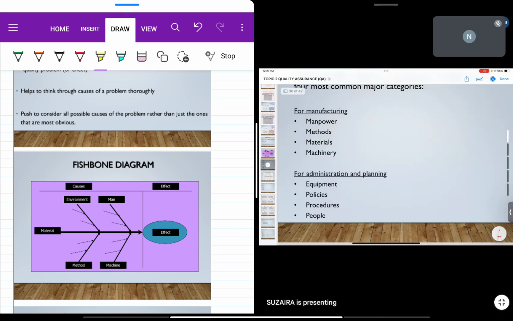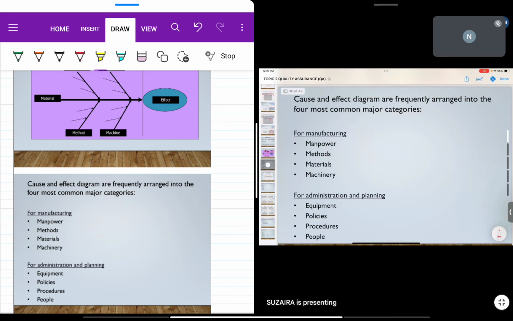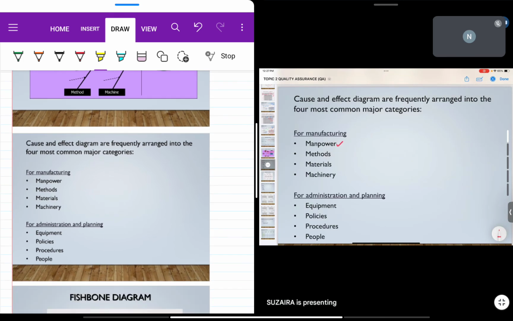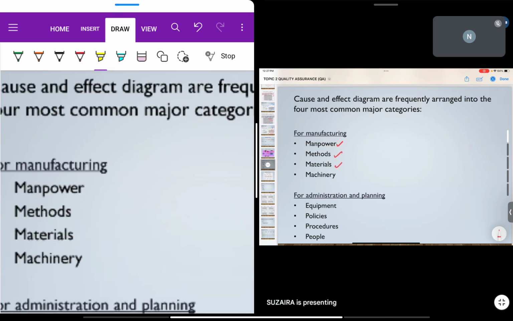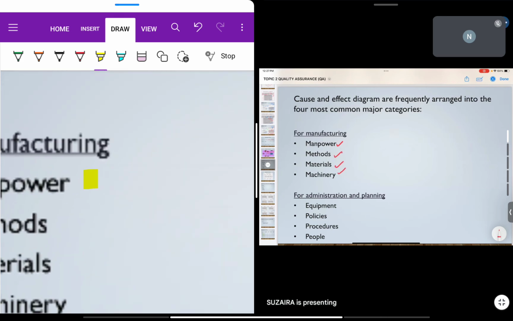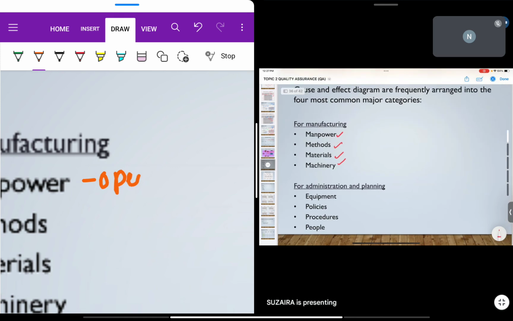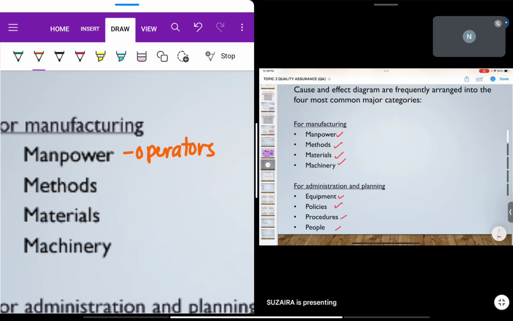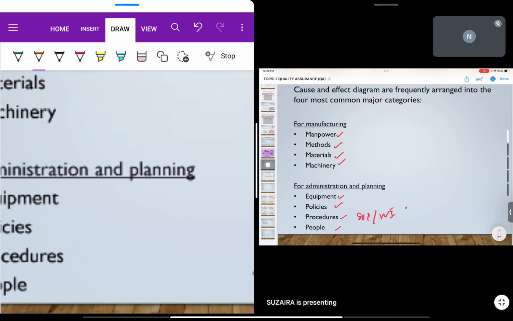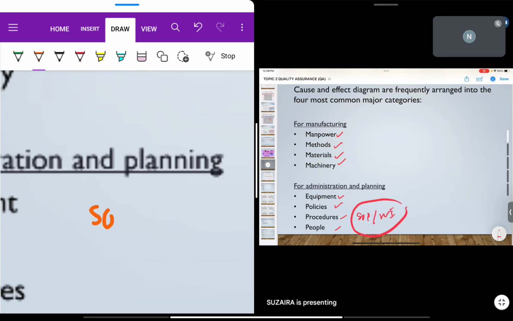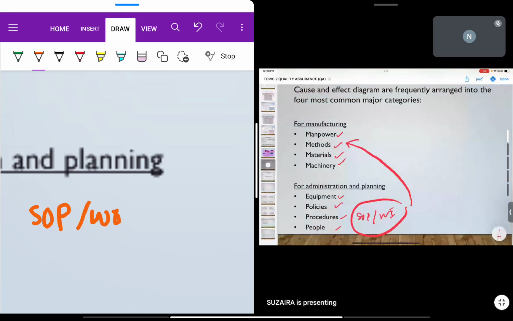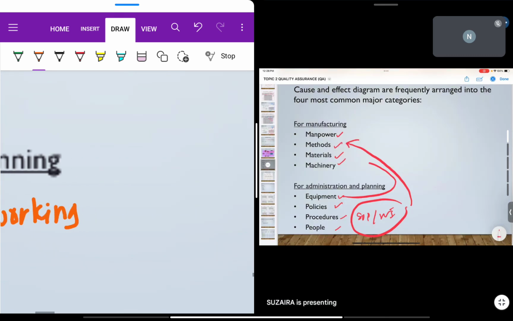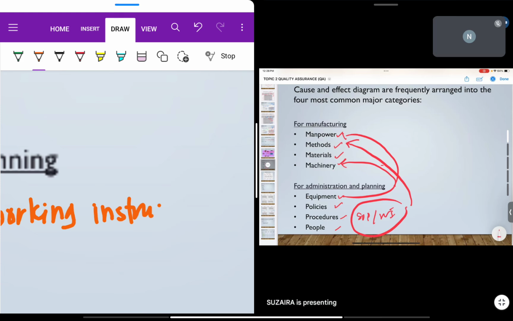Okay. And this is actually the common one. If you look here, it's similar to the previous one. For manufacturing, maybe you talk about manpower. Manpower is the operators, the workers, methods, machineries, and materials. And for administration and planning, you have the equipment, policy, procedures, like SOP or working instruction, and people. So this actually belongs to method just now. Equipment relates to the machine, and also manpower. So they actually relate to each other.